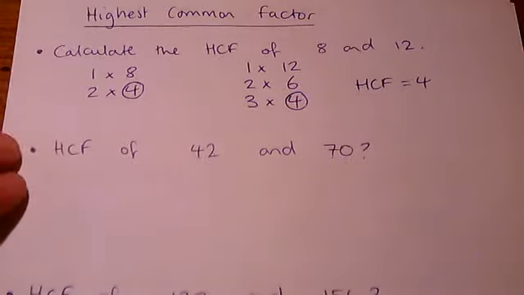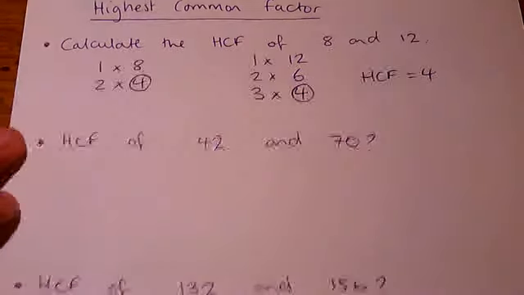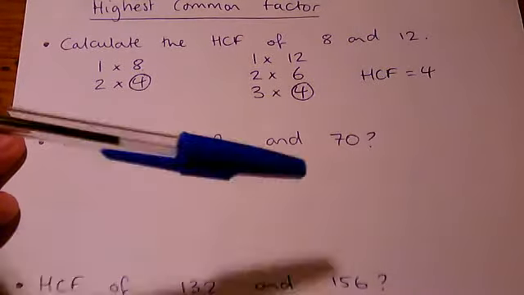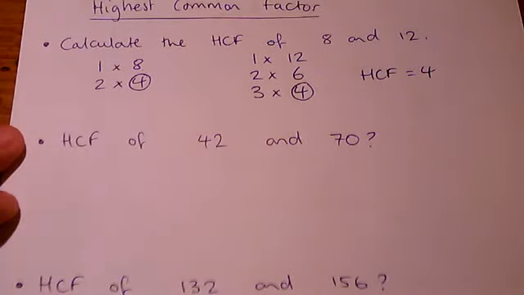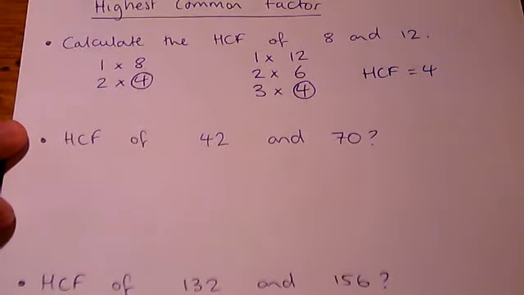Let's have a look at a slightly more complicated question. This one's more complicated because we're going to have to find lots of factors for these numbers. Now we're going to try this question, 42 and 70, by listing factors, but after that I want to show you a better method for large numbers.